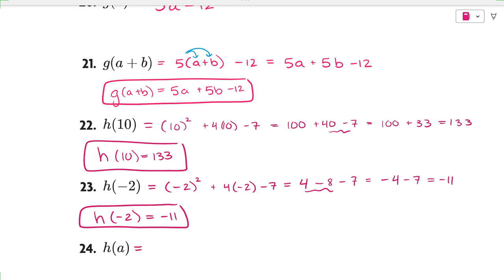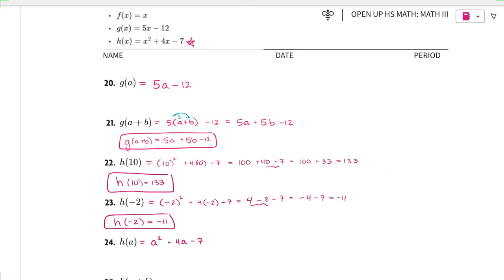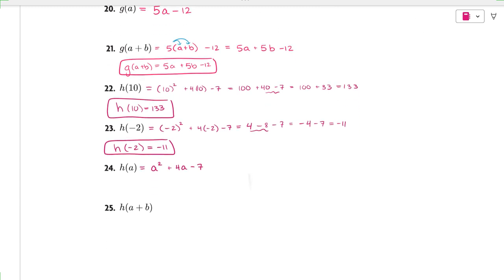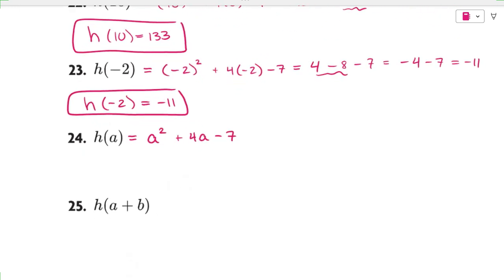Here, h of a, there's not much simplifying we can do, so we're just going to replace our x with the a, and that's all we can do. So instead of x squared plus 4x minus 7, we get a squared plus 4a minus 7. Now h of a plus b, again, we have to be a little bit more careful. So all of a plus b gets squared, plus 4 times a plus b, minus 7.